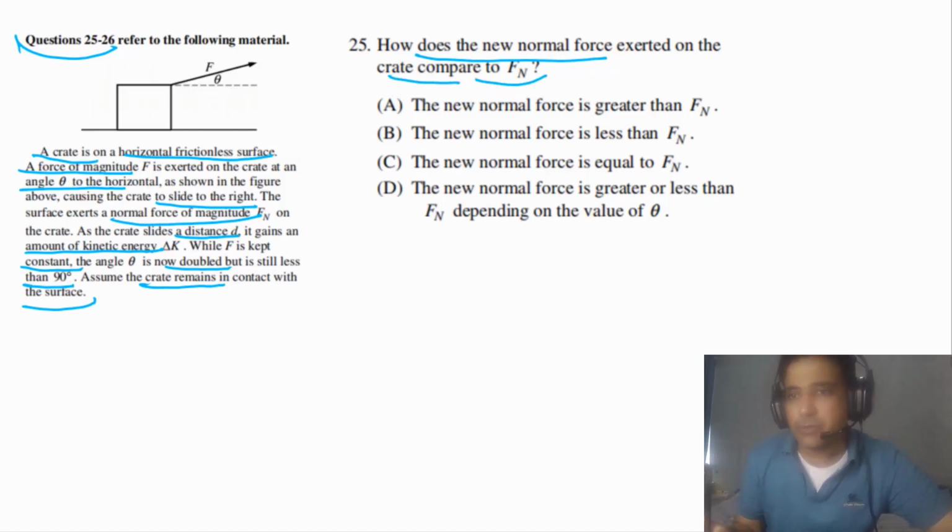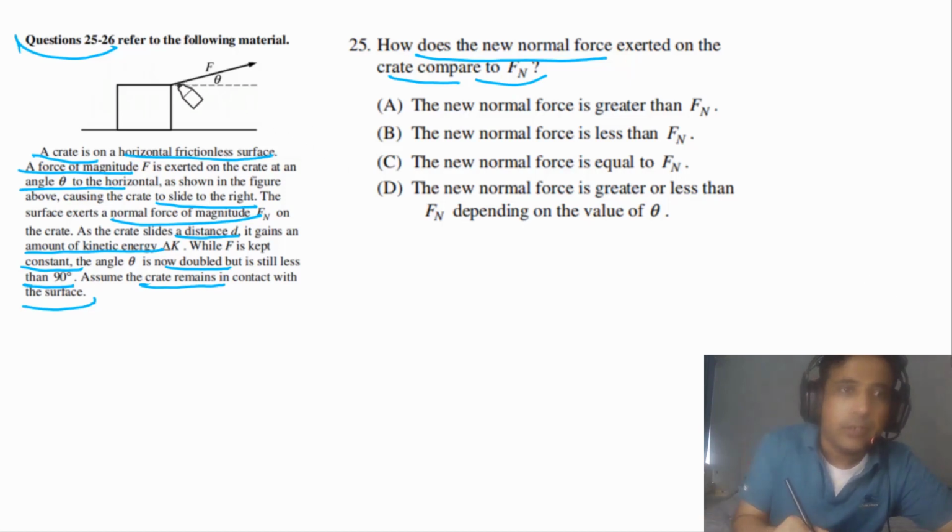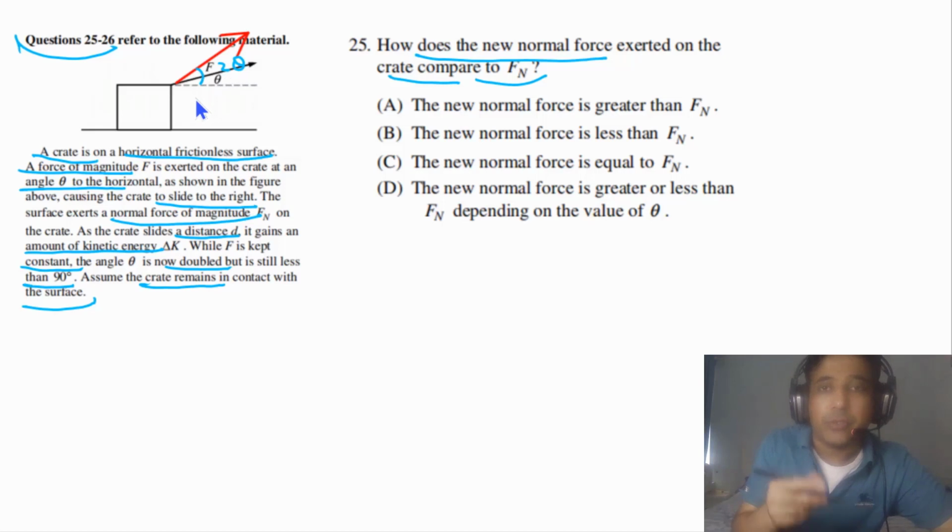So we can simply draw another line here. We increase the angle, so the angle is doubled now. We can draw it like this. In this case, it is given to us that this angle is double, so this angle is equal to theta. We need to compare the new normal force with the old one.